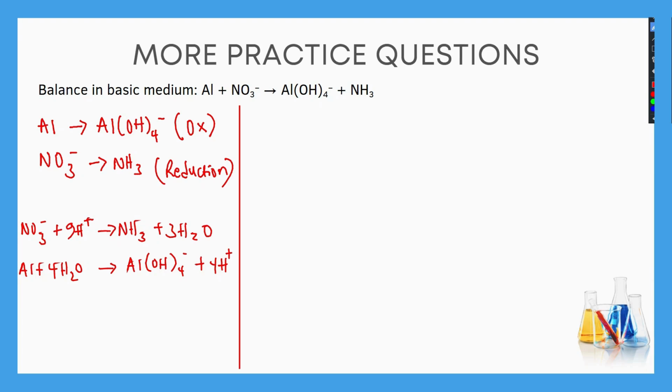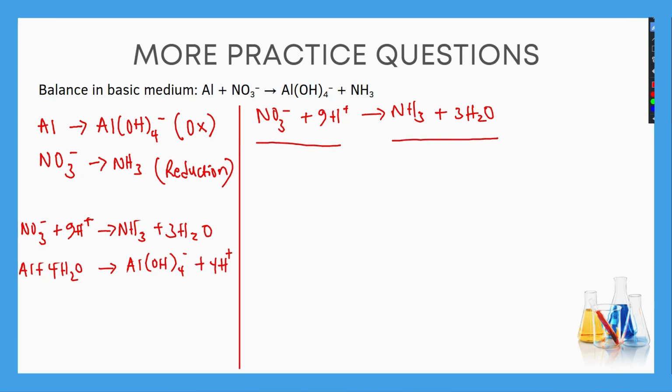So now the next step says balance charges by adding electrons. How do we do that? For the first half, we have NO3 minus plus 9H plus, giving us NH3 plus 3H2O. To balance charges, we simply need to find out the total charge on the left side and the total charge on the right side, and then add a sufficient number of electrons, which we denote by writing e minus, to the side that is more positive so that the charges can balance.